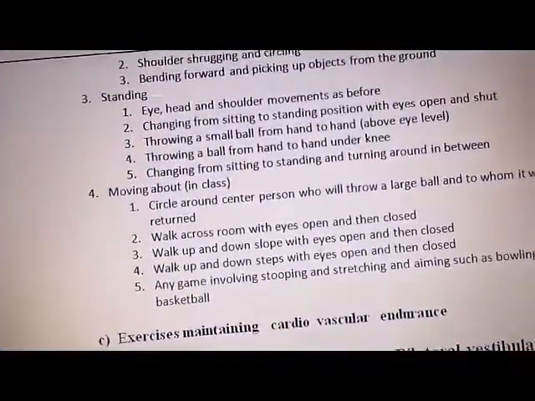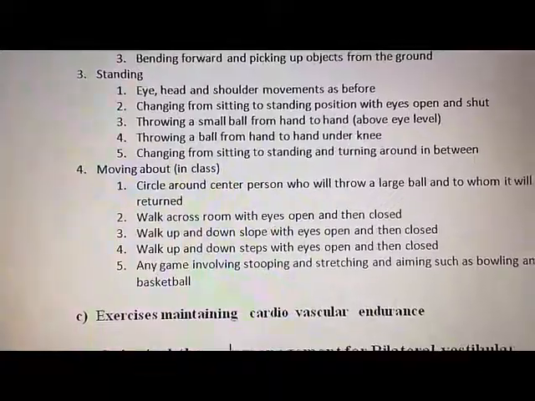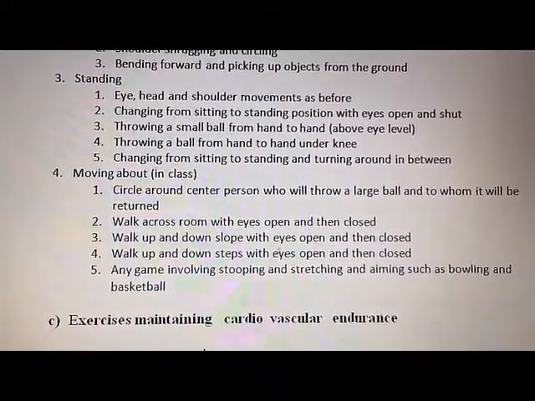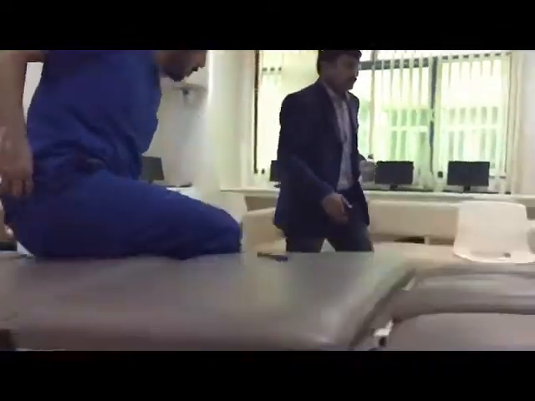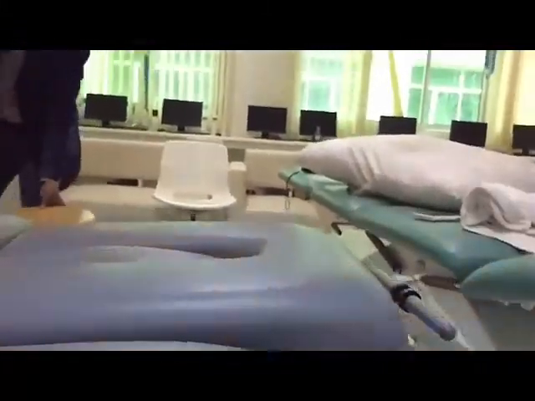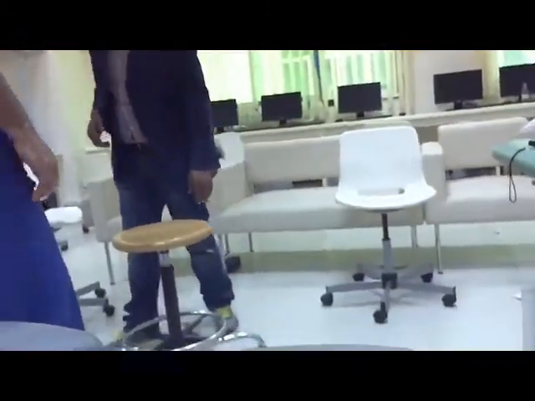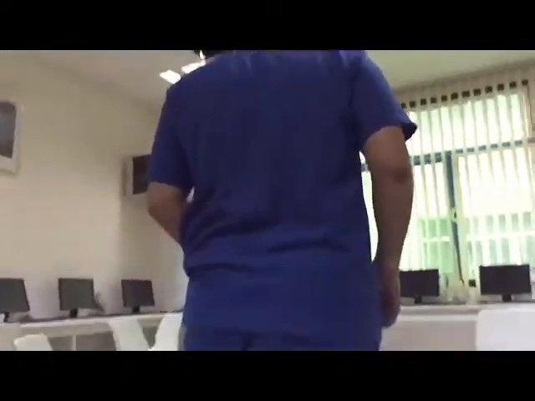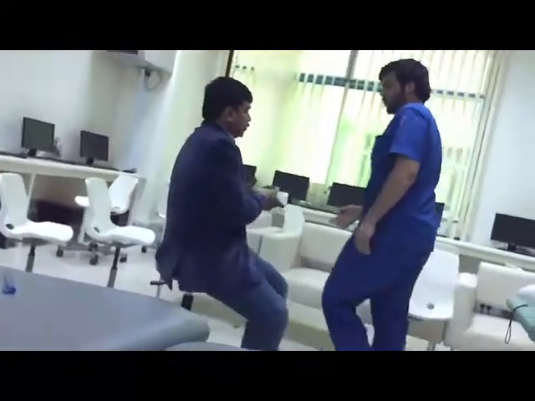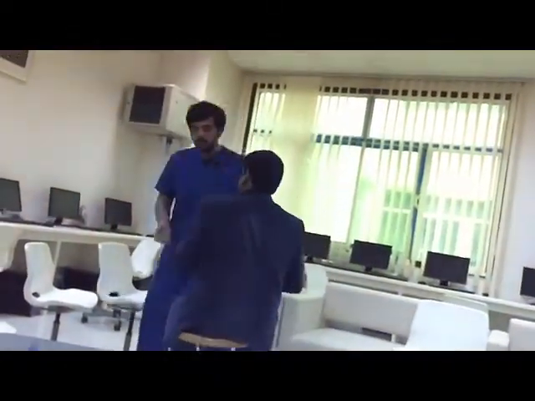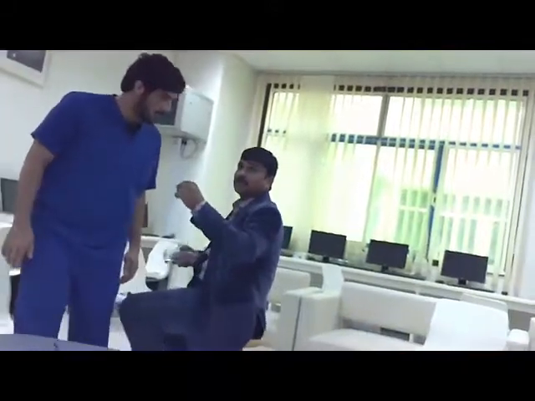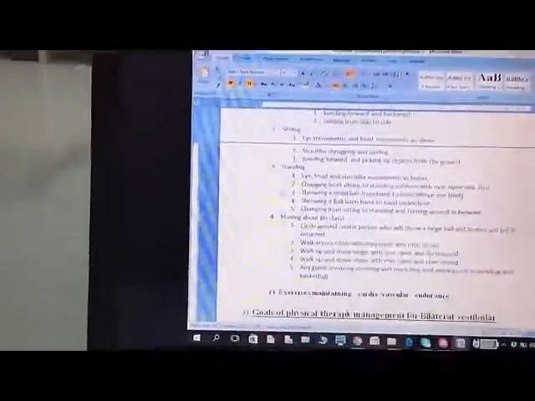Next, fourth one. Moving about in class means circle around the center person who will throw a large ball and to whom it will be returned. Can you please come here? Take this. Now you move. I will be here. You move and throw that. Okay? So this is circle around.